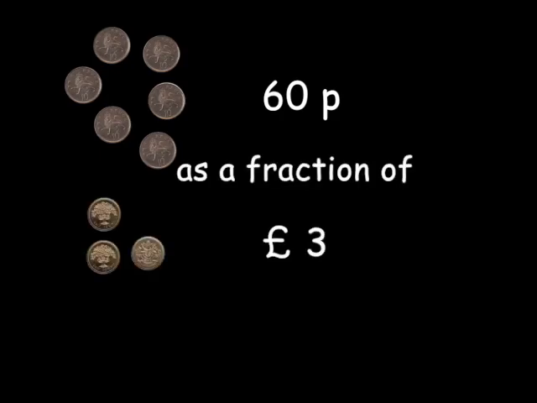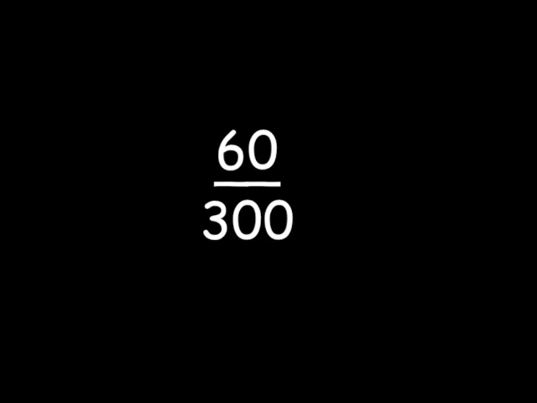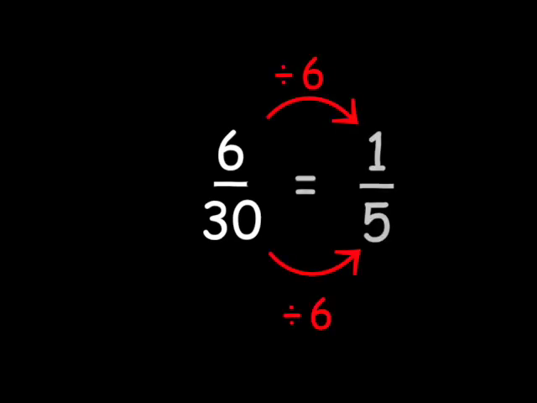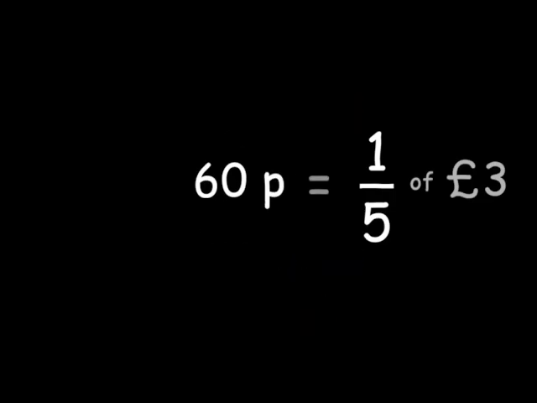Here is another example with money. What is 60p as a fraction of £3? You know there are 100 pennies in a pound, so the question is the same as, what is 60p as a fraction of 300p? This is written 60 over 300. If you cancel top and bottom, dividing each by 10, you get 6 over 30. Cancel again, dividing top and bottom by 6, and you get 1 over 5, 1/5. So 60p is 1/5 of £3.